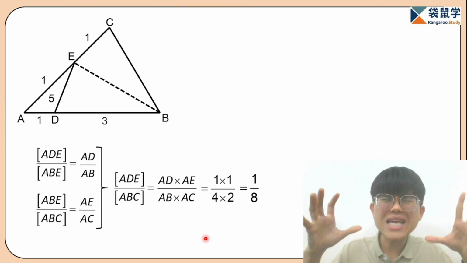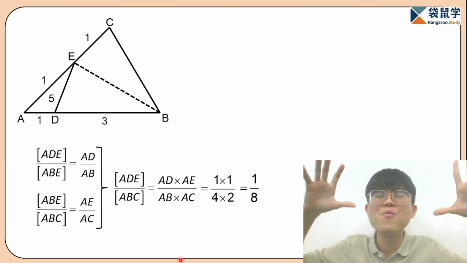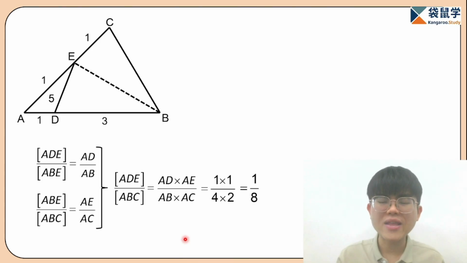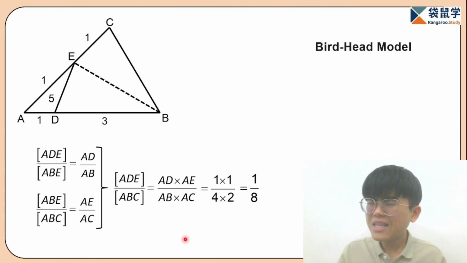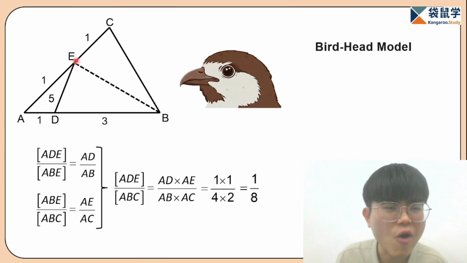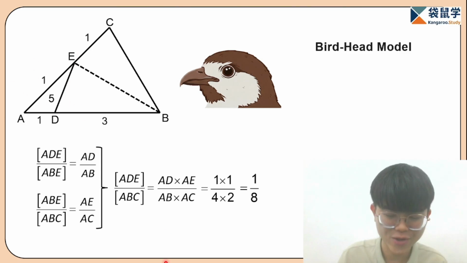Alright, so this is how we directly get the relationship between the small triangle and the whole big triangle. And everyone, this model right here, we call it the bird head model. What do we call it a bird head model? Isn't it that it looks exactly like a bird head? You can see that in front of it there is a beak of the bird right here. We call it the bird head model.